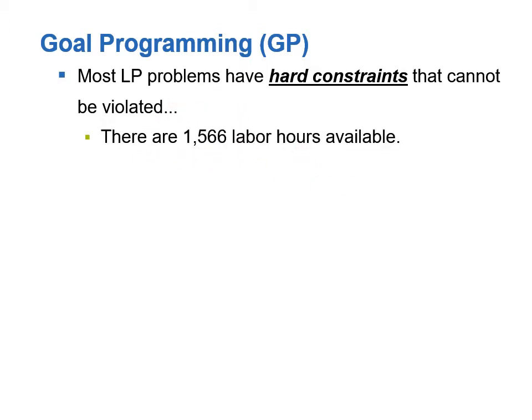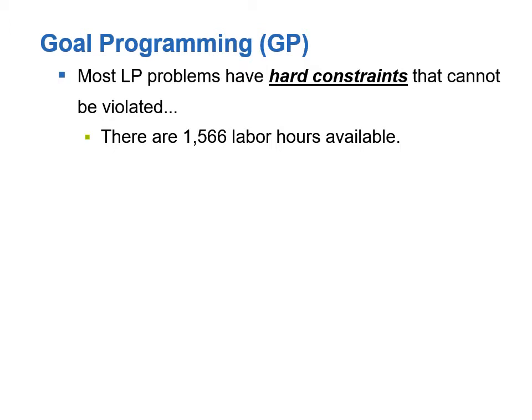They must be satisfied. For example, there are 1,566 labor hours available. Then for your production plan, you need to satisfy this. You cannot exceed this available number of hours. Or your budget is, let's say, 850 dollars. So you cannot exceed this. Okay, so it is a hard constraint for you.